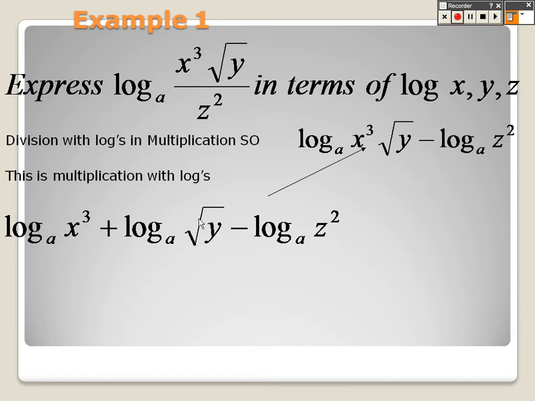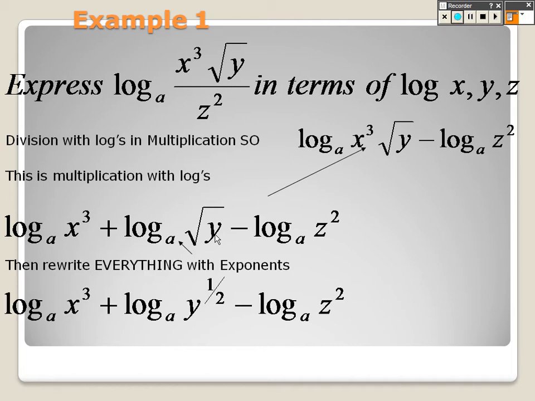Now, the square root is actually, I know you might have a hard time seeing this, but remember, the square root is like saying y to the half power. So I've got to make them all exponents. So now that's an exponent. That was an exponent already, and so is that.